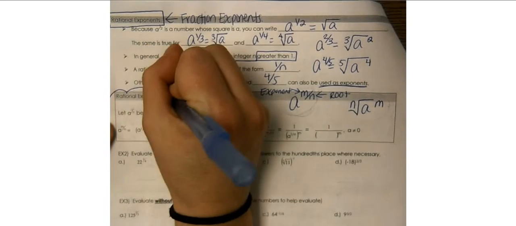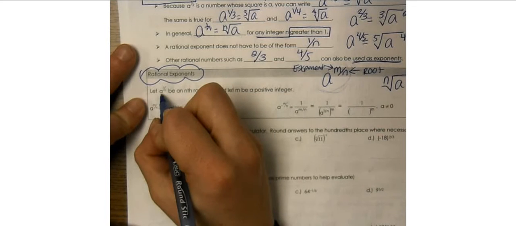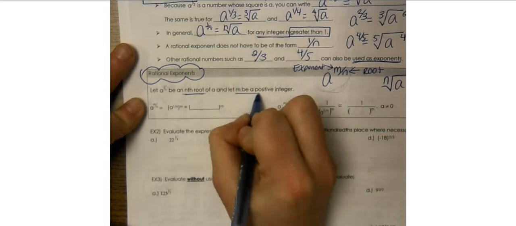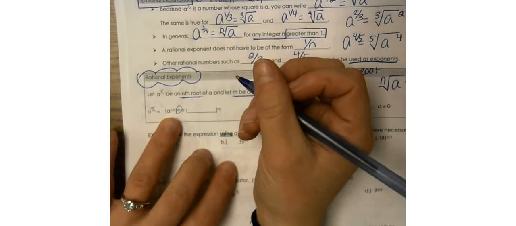So in general, for rational exponents, if you were to let a to the 1 over nth power be the nth root of a, and you let m be a positive integer, a to the m over nth power really means a to the 1 over nth power raised to the mth power. It's because all we did here was factor out the letter m and split it apart into two pieces. A to the 1 over nth power really means the nth root of a, and it's going to be raised to the mth power.